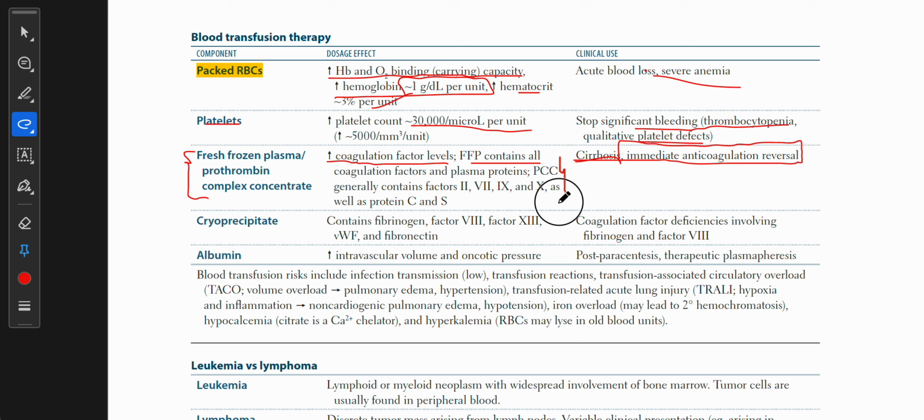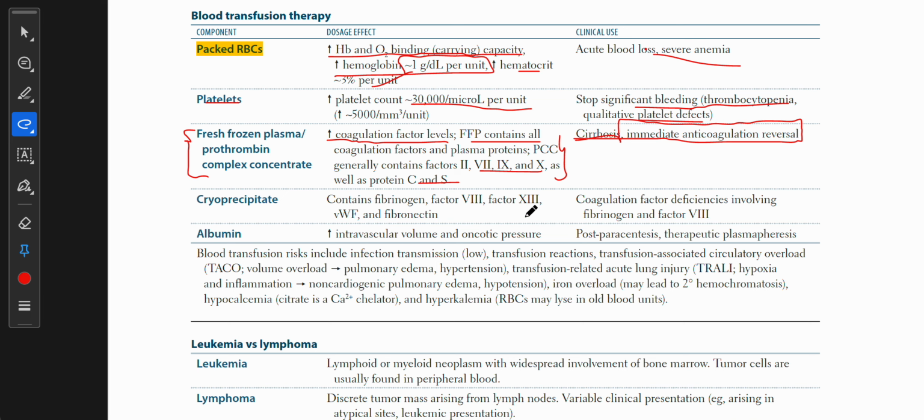And PCC generally, PCC is prothrombin complex concentrate. It generally contains factors 2, 7, 9 and 10, as well as protein C and S. 2, 7, 9 and 10, these are the vitamin K dependent factors, and also protein C and S, as we have talked about earlier.